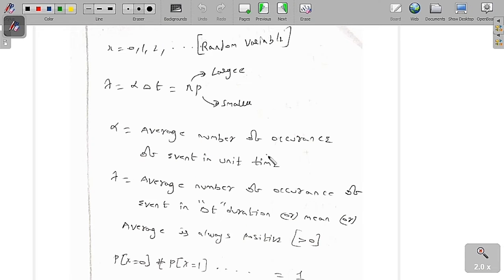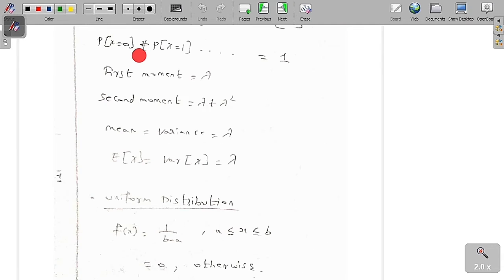Alpha means the average number of occurrences of the event in a unit time, and lambda is called the average number of occurrences of the event in delta t duration, or mean or average, which is always a positive number, always greater than 0. The summation of the probabilities of each and every event, the sum of all the events, is equal to 1. So P of x equal to 0 plus P of x equal to 1, and so on, is equal to 1.